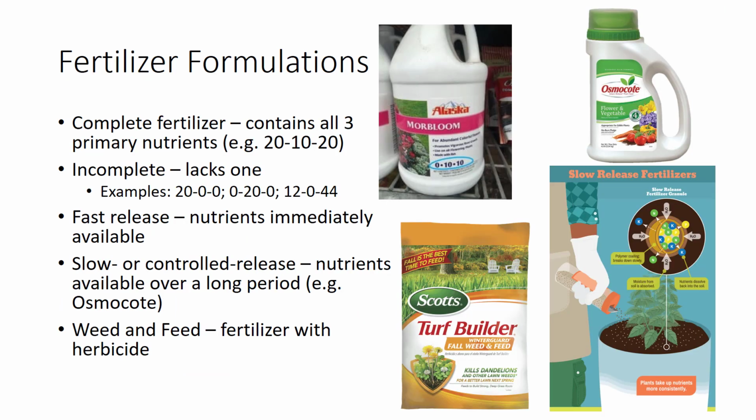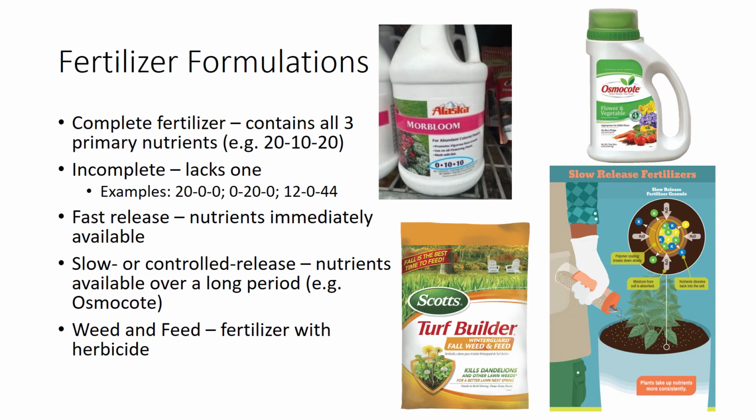A complete fertilizer contains all three primary fertilizer nutrients and may have select micronutrients. For example, a 20-10-20. An incomplete fertilizer lacks one or more of the three primary elements found in a complete fertilizer, such as 20-0-0, 0-20-0, or 12-0-44. Fertilizers can be obtained as fast release, which means the nutrients are immediately available. These should be used with care because they can cause burning if used improperly.